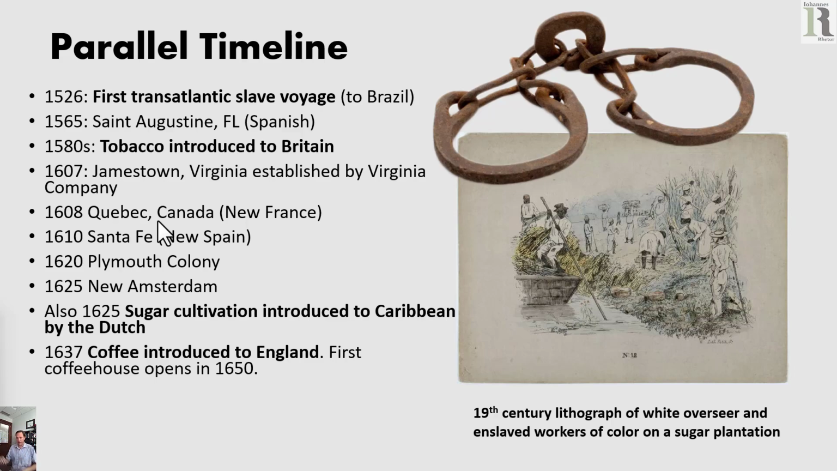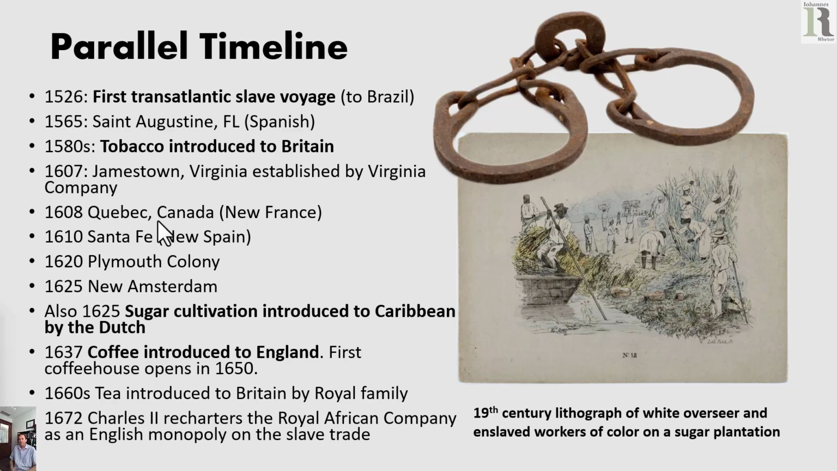They're like, I got an idea. Anyway, tea is introduced to Britain from France by the royal family. I love the fact that the most British of things, tea, was borrowed from France. In 1672, Charles II, during the Restoration, recharters the Royal African Company as an English monopoly on the slave trade. So all of these wonderful things are happening, but they're happening in concert with terrible things. And this is just history.